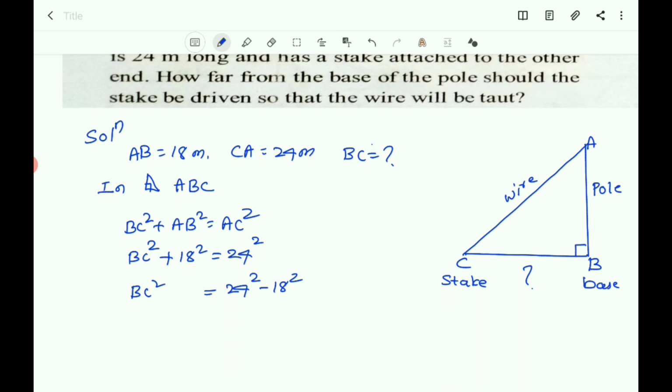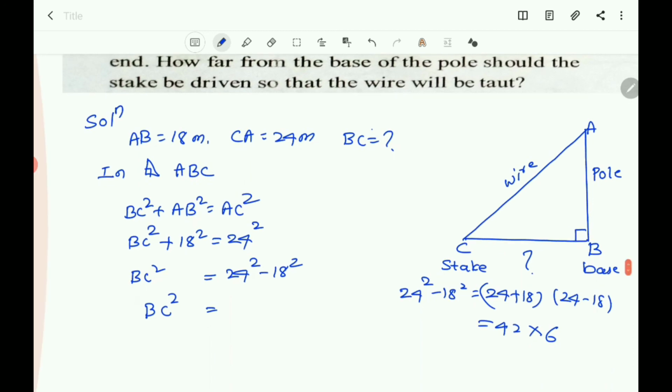Otherwise, you calculate, or it is better to use the identity of a square minus b square. You know that 24 square minus 18 square is equal to 24 plus 18 into 24 minus 18. So 24 plus 18 is 42, into 6. 42 into 6: 6 twos are 12 and 6 fours are 24, it becomes 252. You will get 252.